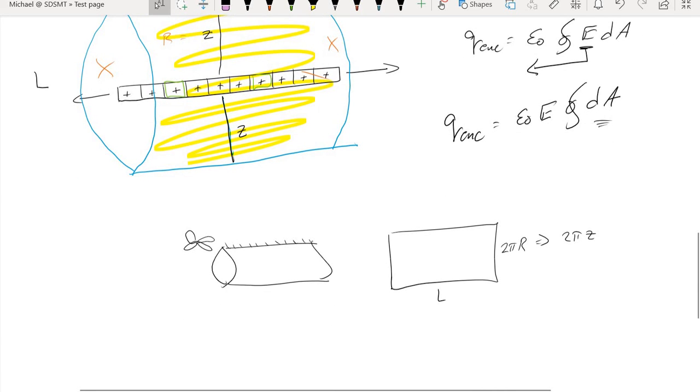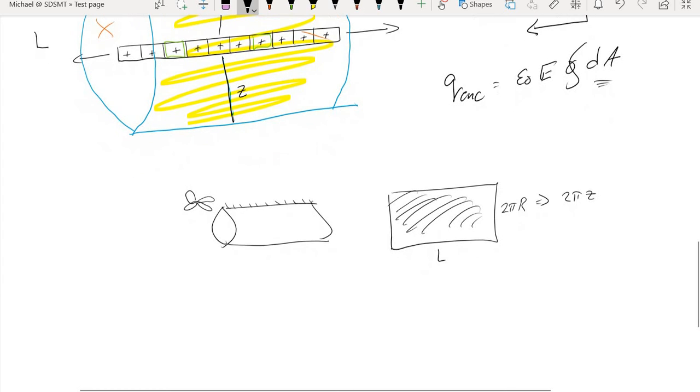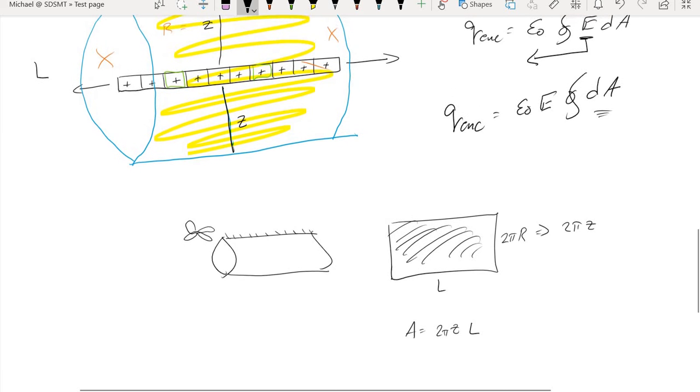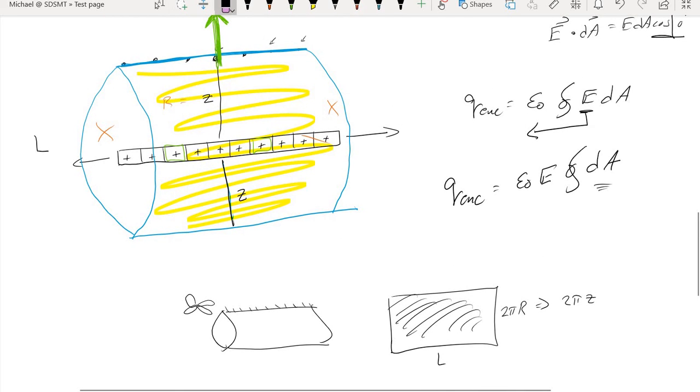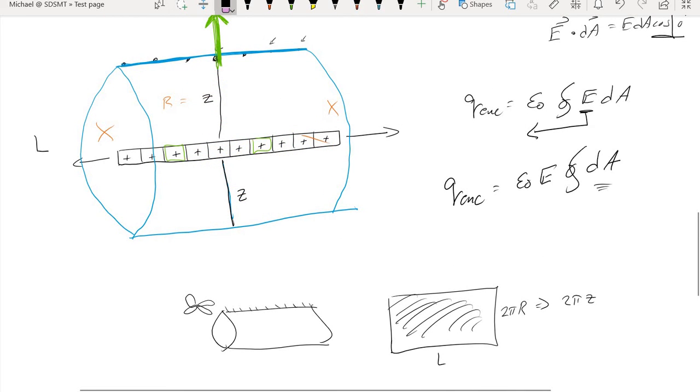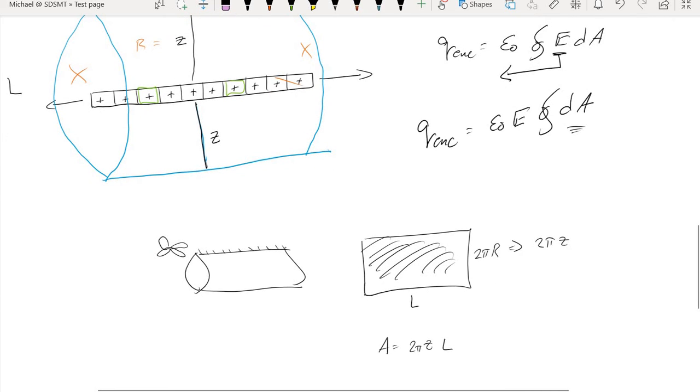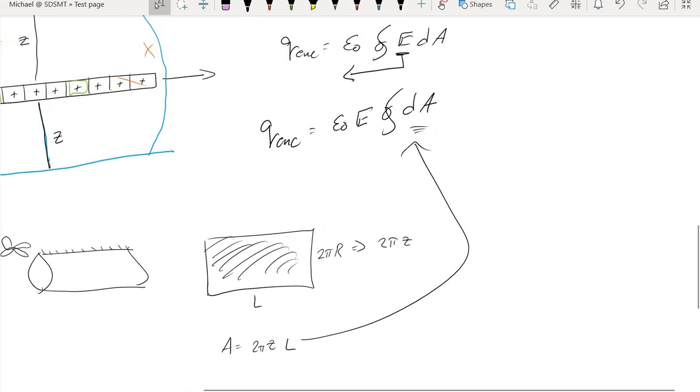But we want the area. Well, the area of a rectangle is length times width, and we've got the length. The width is the circumference that we just used. So there's the area of the drum portion of the cylinder that we need to pass through, and that is going to go into our integral.